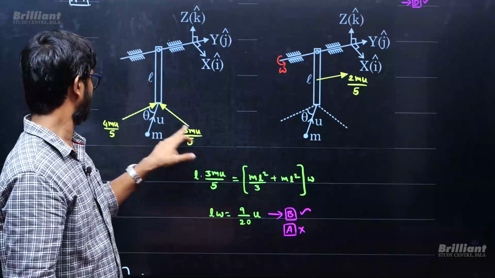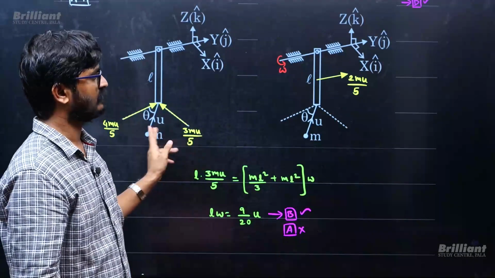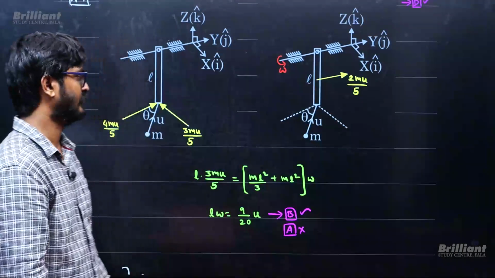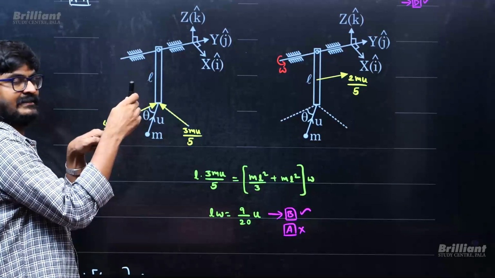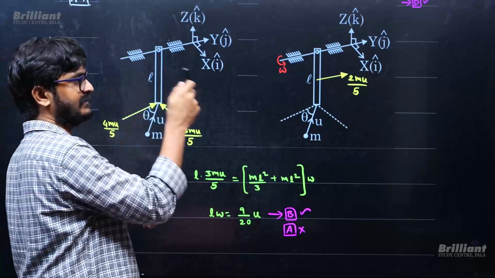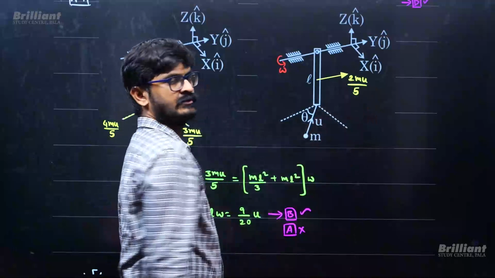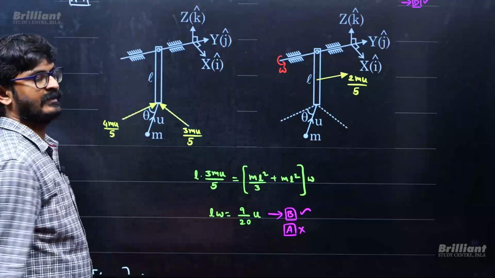This is velocity 4u by 5, 3u by 5. So velocity is going to become 2u by 5 by momentum conservation. The initial velocity with which it is hitting in this direction is 4u by 5. After hitting and sticking, this entire thing will be moving with 2u by 5. Now that is by momentum conservation.